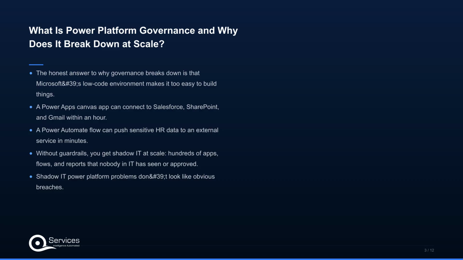The honest answer to why governance breaks down is that Microsoft's low-code environment makes it too easy to build things. A Power Apps Canvas app can connect to Salesforce, SharePoint, and Gmail within an hour. A Power Automate flow can push sensitive HR data to an external service in minutes. Without guardrails, you get shadow IT at scale, hundreds of apps, flows, and reports that nobody in IT has seen or approved. According to Microsoft's Power Platform admin documentation, organizations that deploy without governance policies experience significantly more data policy violations than those with structured DLP controls in place from the start.